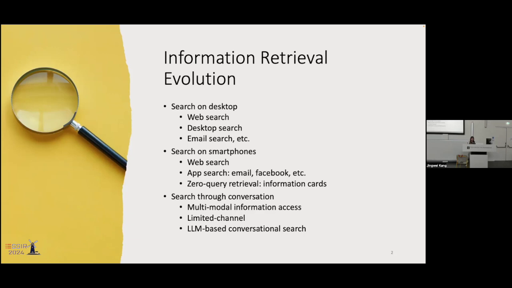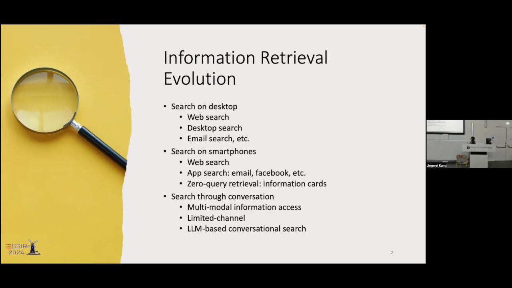Also in our smartphones, web search is a very common scenario, right? Because we want to search on the web using our smartphones every day. And it also contains a unique type of search called app search. Sometimes we just want to search for a certain app, like an email app or the Facebook app, using the name of the app or other keywords.